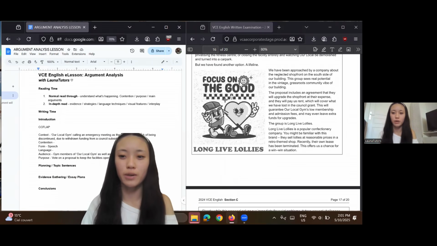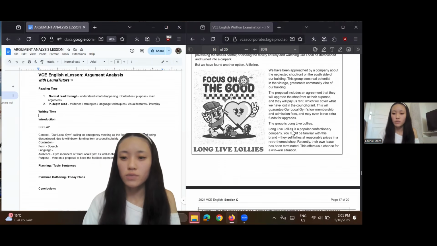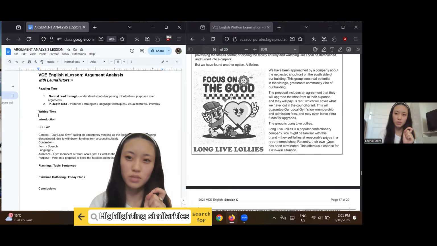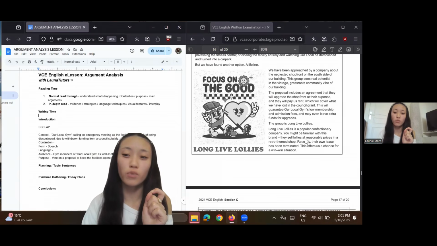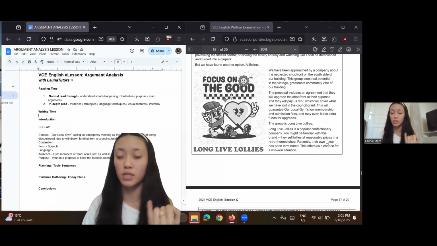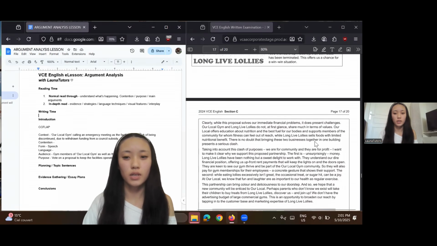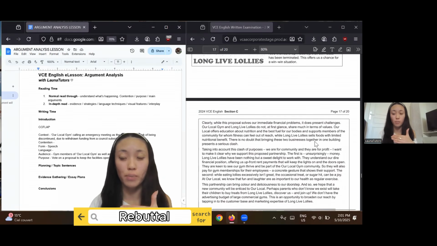It's contradictory, right? And so, Long Live Lollies is a popular confectionery company. You might be familiar with this brand. They sell lollies at reasonable prices in a retro themed shop. You notice how they're already trying to pull together some similarities between them and the lolly shop. Reasonable prices, right? They focus on affordability and accessibility to the community. Recently, their own lease has been terminated, and this offers a chance for us for a win-win situation. Now, immediately they go into a rebuttal.